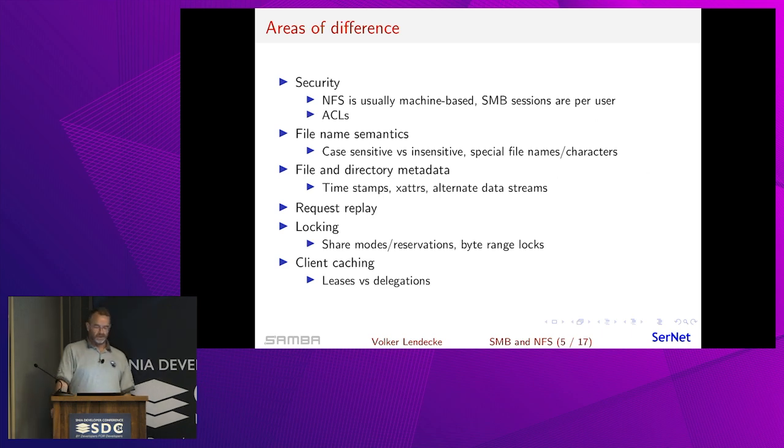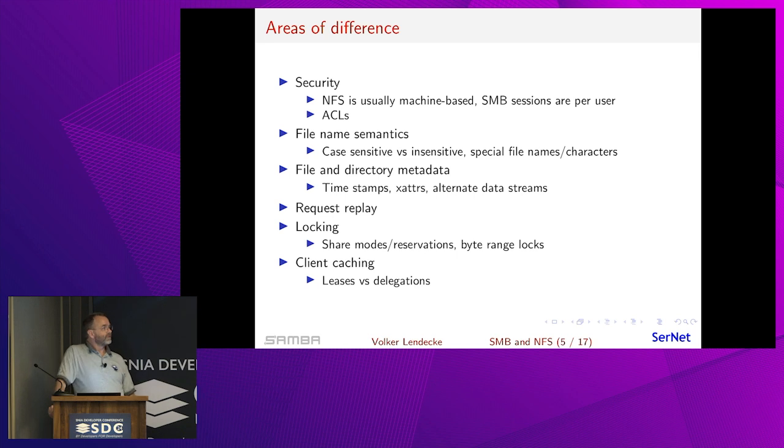So where do we differ? I will cover these topics in more slides in the future. First is security. NFS has either no security at all or is machine-based. SMB is always per user, although a machine can also qualify as a user. Then we have ACLs, and I just learned in Charles Lever's call that NFSv4 just reinvents POSIX ACLs, having NFSv4 ACLs, which are much richer than POSIX ACLs, but you couldn't get them through the Linux kernel.